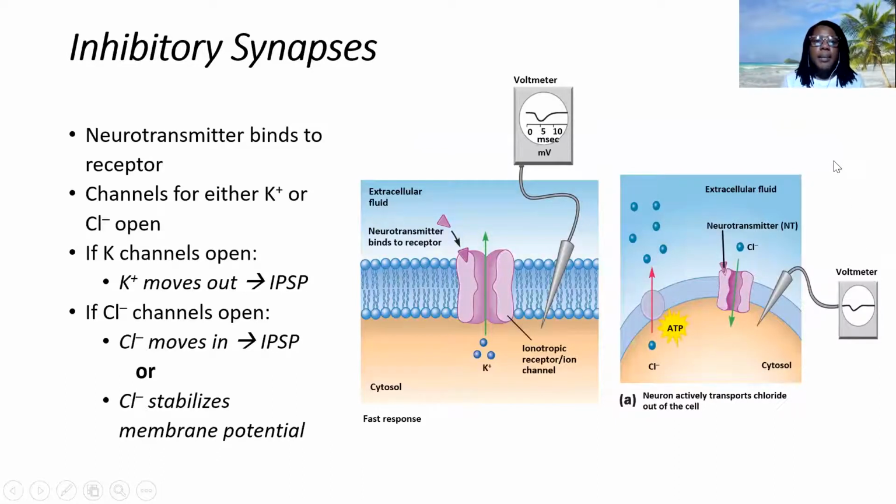And so when we look at the inhibitory synapse, here we said that we can either open up a chloride channel or a potassium channel. And because of the movement of those ions, we would generate an IPSP, specifically because potassium is moving out of the cell, positive charge is leaving the cell. That would decrease the membrane potential or hyperpolarize the membrane potential.